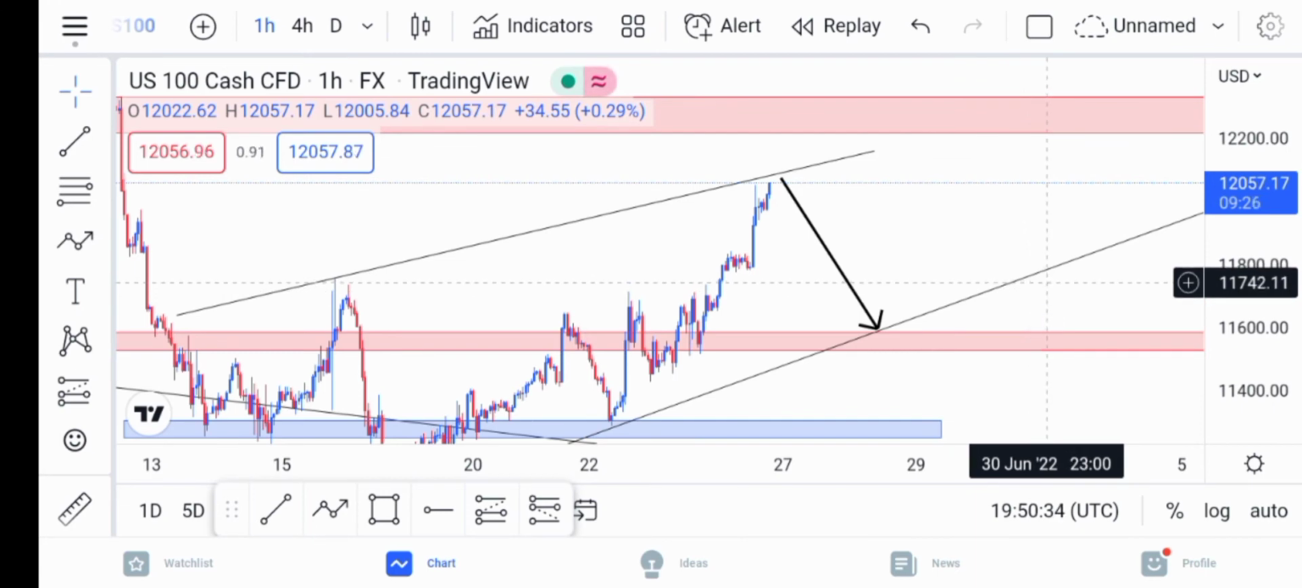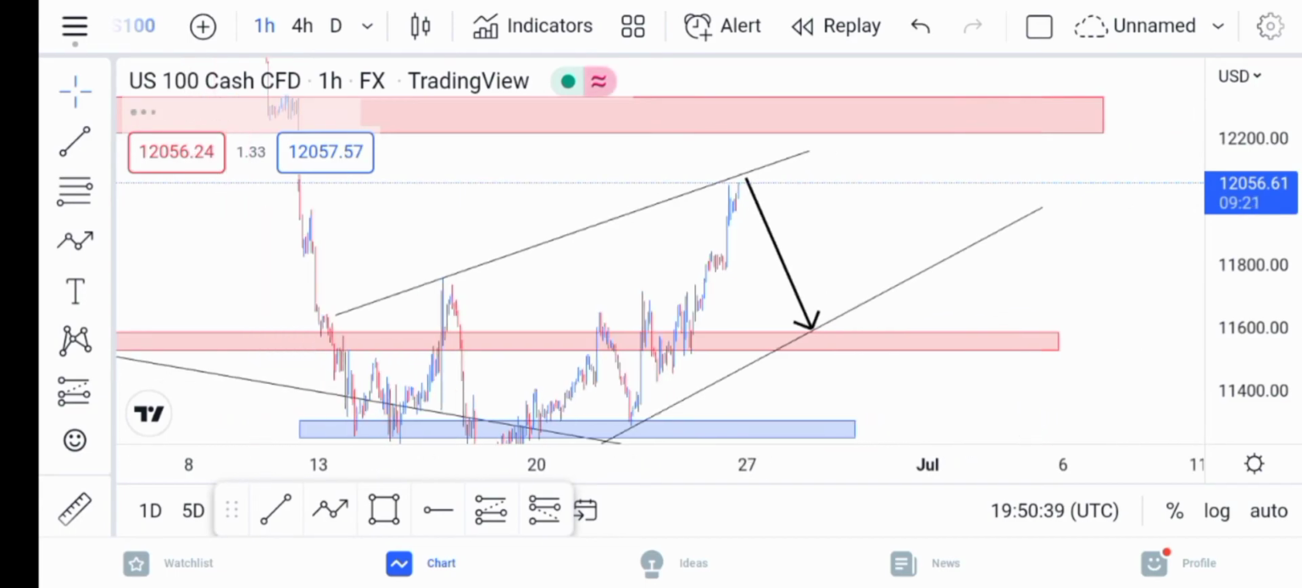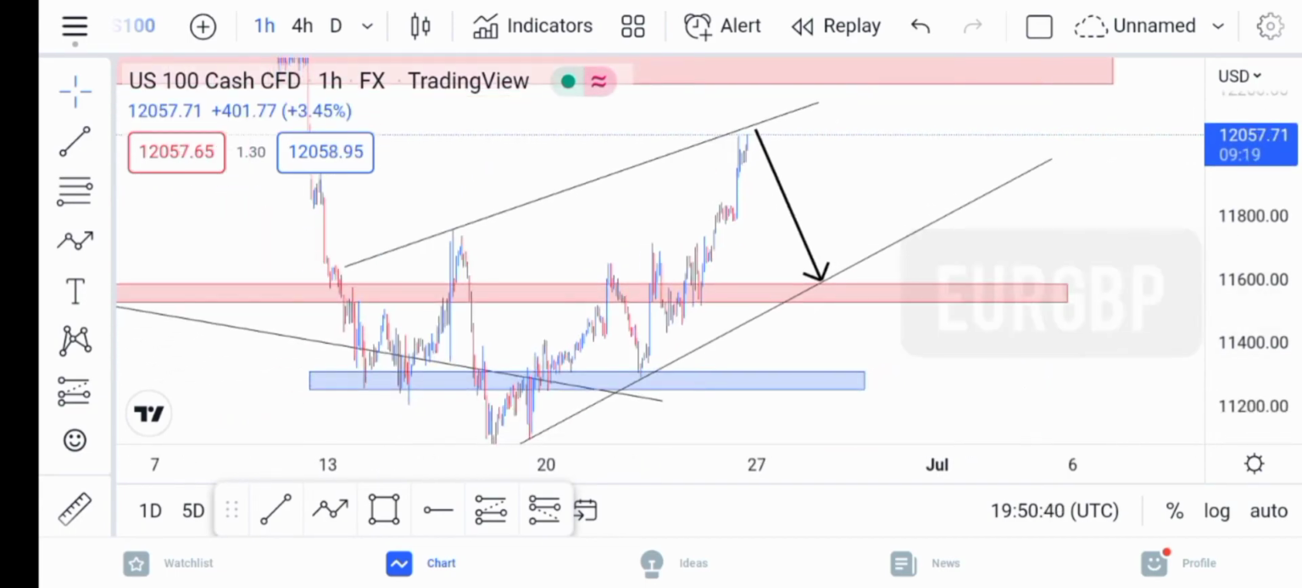Please do that. And that'll be all from us for NAS100. Let us move to EURGBP.